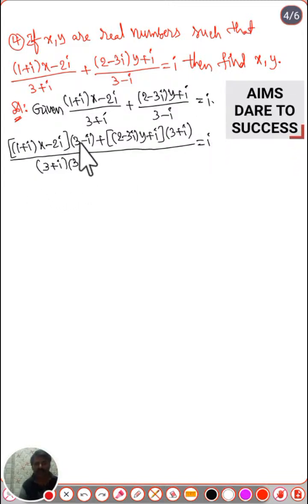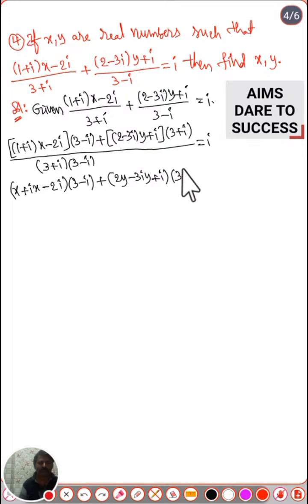Okay, next cross multiply, that is 1 into x is x, plus i into x is ix, minus 2i into (3 minus i). Next, plus cross multiply: 2 into y is 2y, minus 3iy, plus i into (3 plus i), divided by this looks like (a plus b) into (a minus b), a square minus b square. So 3 square minus i square is equal to i.